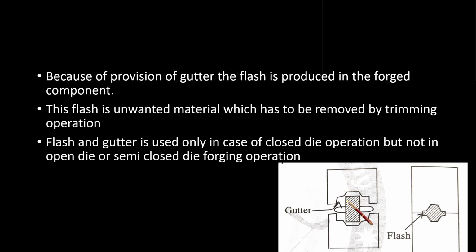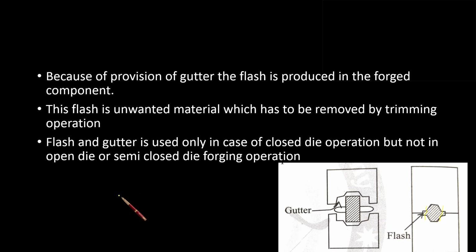Why? Because if extra material is not provided, there is a chance that the whole space in the die will not be filled. There is a chance, isn't it? So what we do, we give a little bit of extra material. Now that extra material will obviously exceed the volume of the die, so the extra material has to flow somewhere. For that, a gutter is provided, right? Extra space is provided, so there it will be collected. Once the forging is done, you take out the casting and remove these gutters.